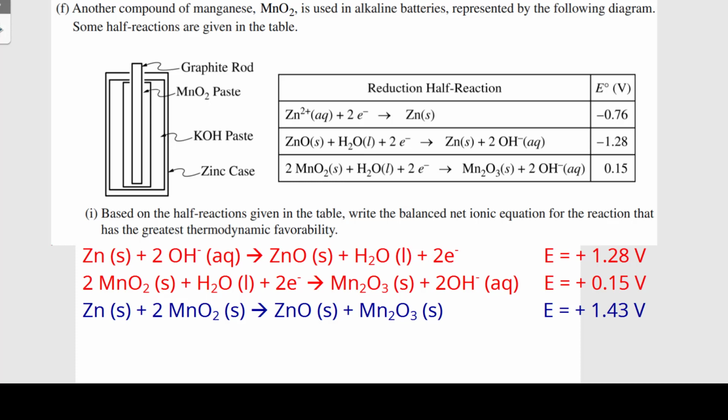The one we flipped is the oxidation reaction, the one at the anode. So you can see that second reaction, we're going to flip that. And you can see I flipped it. Zinc solid plus 2 hydroxide ions makes zinc oxide plus water plus 2 electrons, and that gives us an E of positive 1.28 volts. Well, if we want the most positive overall E, I'm going to add that to the positive 0.15 volts, which is the third reaction.